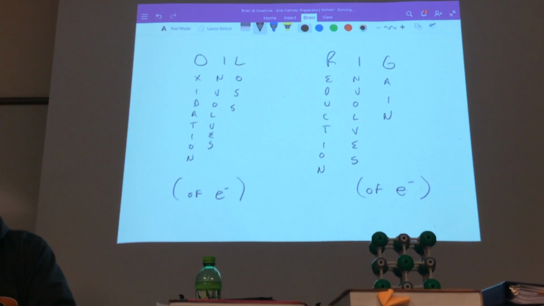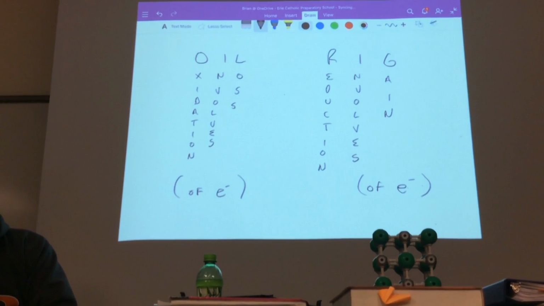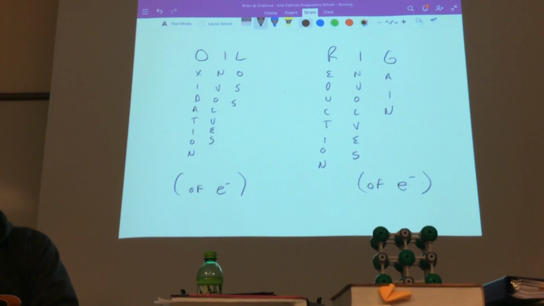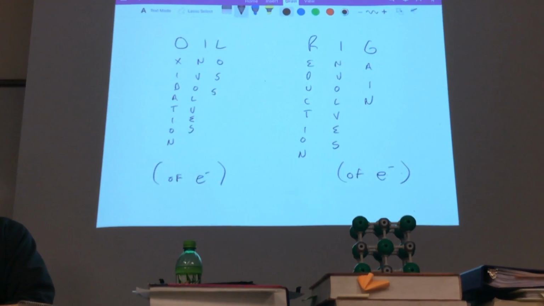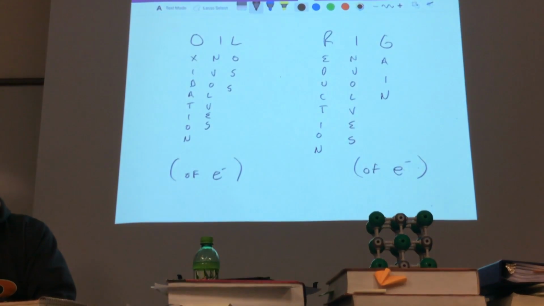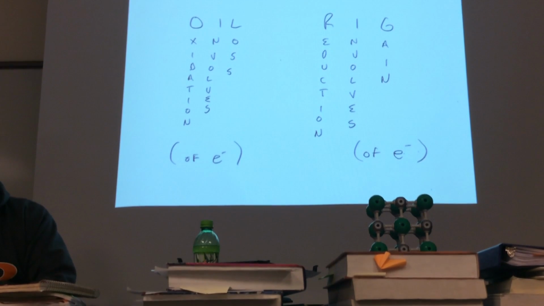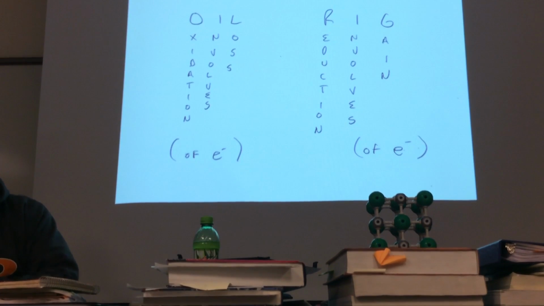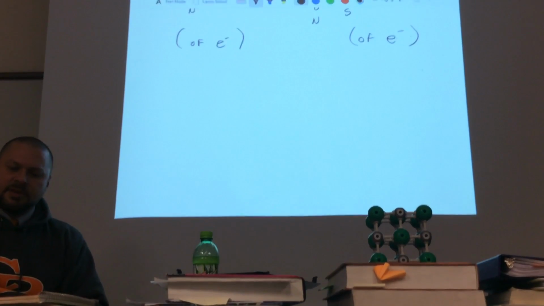What's the other one? I think the other one is, it's Leo says GER, which I think is stupid. I can remember oil rig better. It's like loss of electrons is oxidation, Leo. GER, gain of electrons is reduction. So if you like Leo says GER, you can do that, but I think oil rig works better. Okay. All right, so oxidation reduction, oil rig.